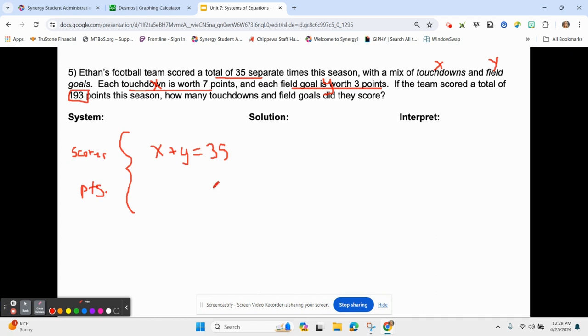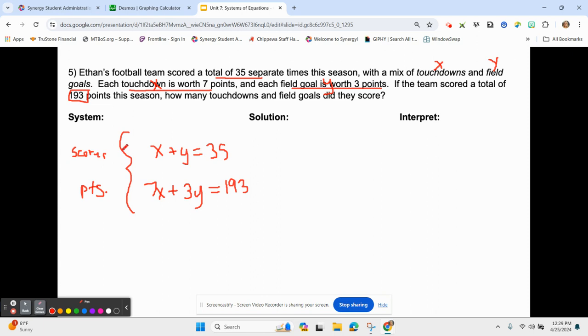And so here's what I know. I know that the number of points is equal to 193. Now, what made up those points? Touchdowns and field goals. So the points, it's 7 points for every touchdown. That's going to be 7 times each X, however many touchdowns they had. Plus, our field goals are worth 3 points. That's 3 times each Y that we have. And so what we've created is a system.